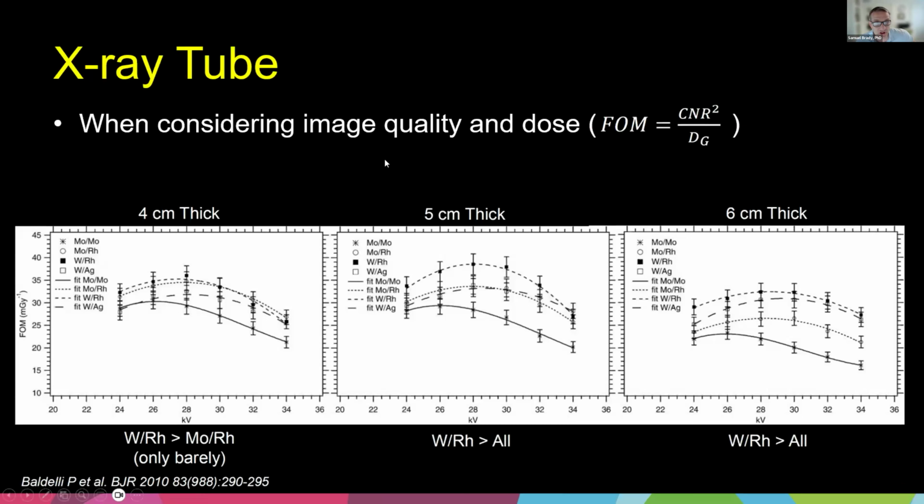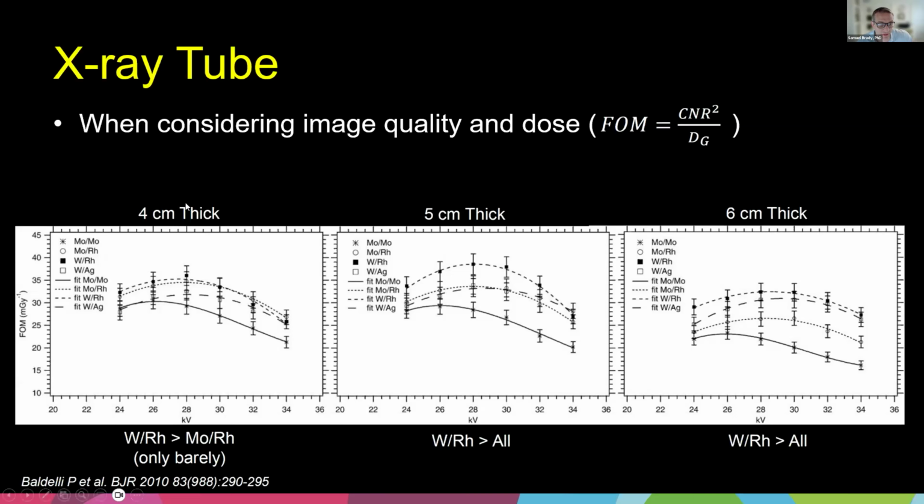Now, when you look at image quality as a figure of merit, FOM, I'm looking at CNR divided by the mean glandular dose. So I'm trying to equate image quality and dose. What I'm doing is comparing various different targets, molybdenum and W for tungsten, and various filters that we use in mammography. The two I'd like to compare for you today are molybdenum rhodium, this open circle, and tungsten rhodium, this closed black square. These are the two most common types of systems you can buy on the market.